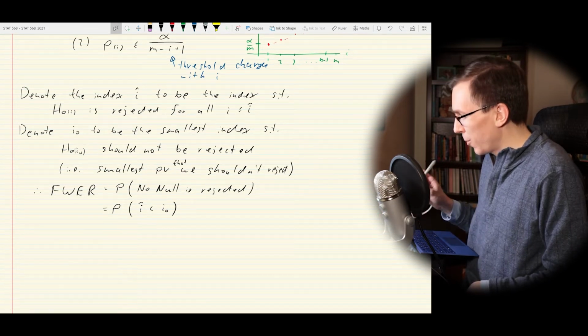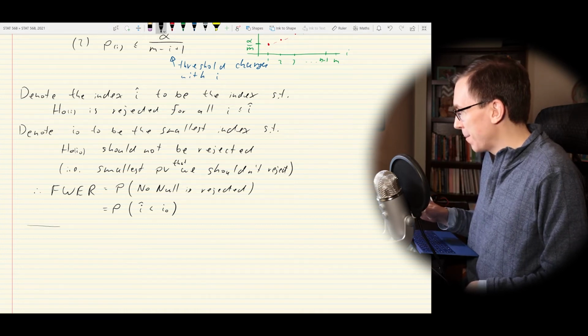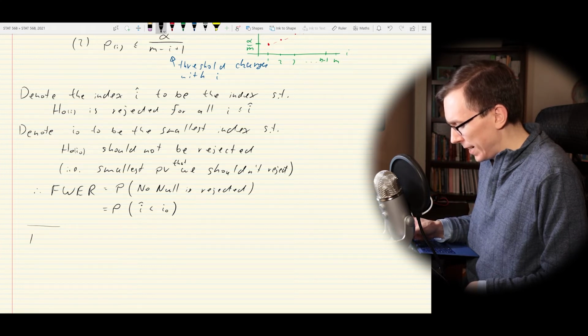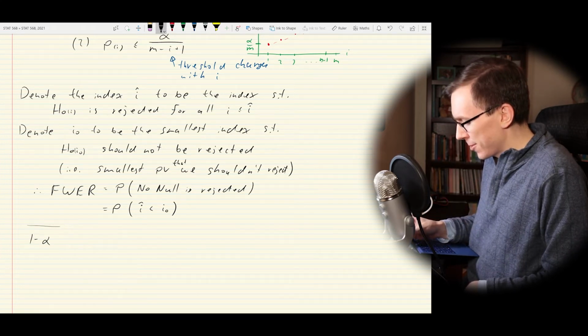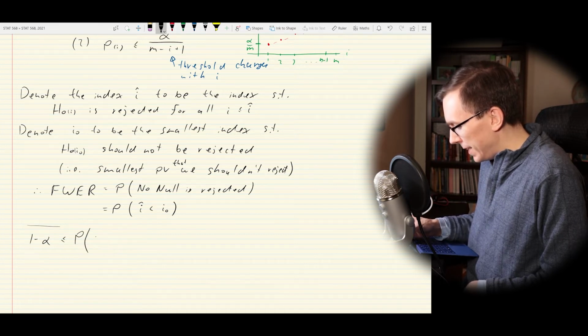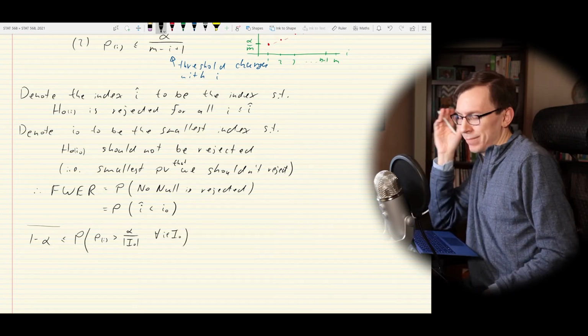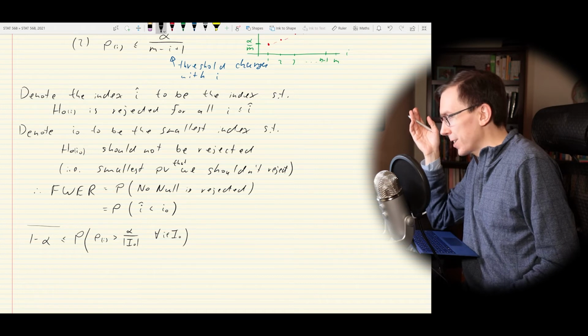So now, to show that we can control the family-wise error rate, what we say is that 1 minus alpha is going to be less than or equal to the probability that p I is greater than alpha over I naught, and this is for all I in I naught. I guess I could write it as an intersection of events.